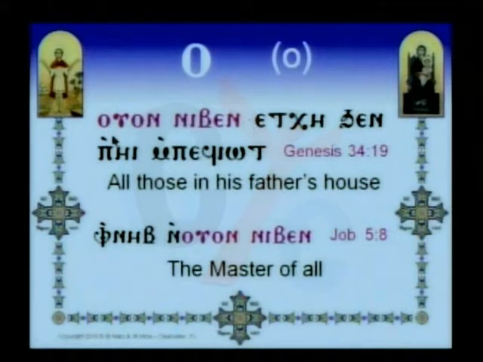Uon neven means everybody. Et ki means being there, being present. Chen means in, epi means the house, empefiot means of his father. All those in his father's house. Uon neven et ki chen epi empefiot.